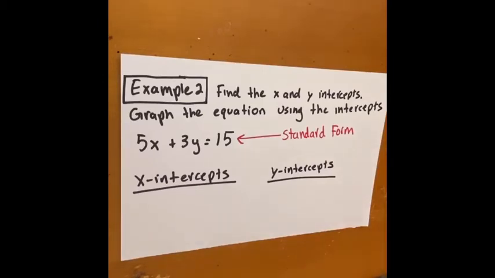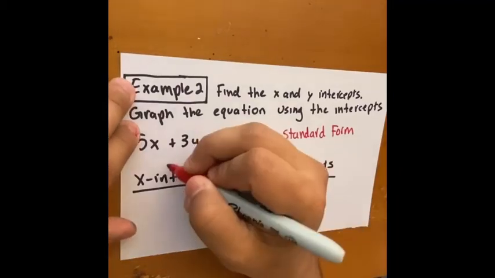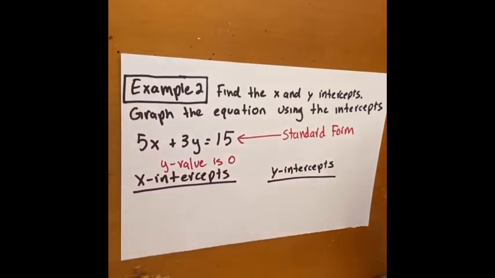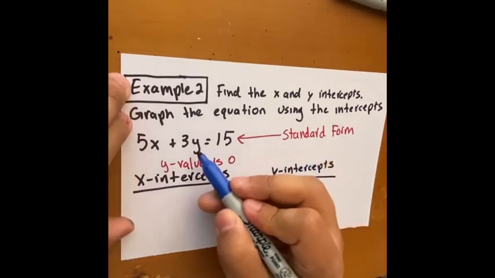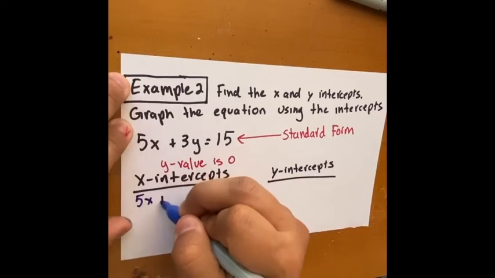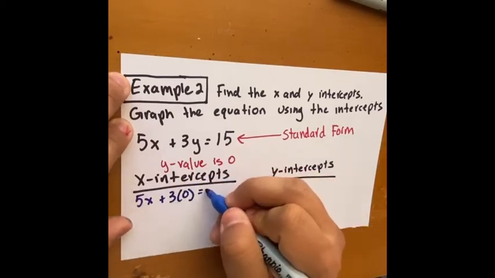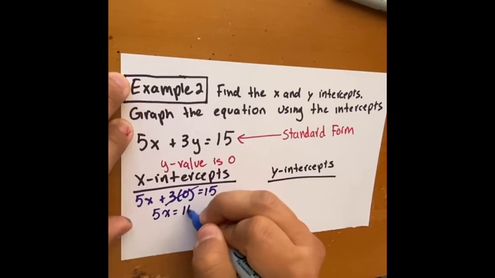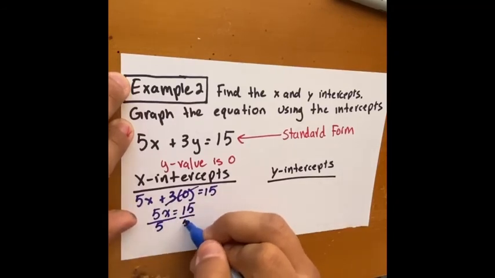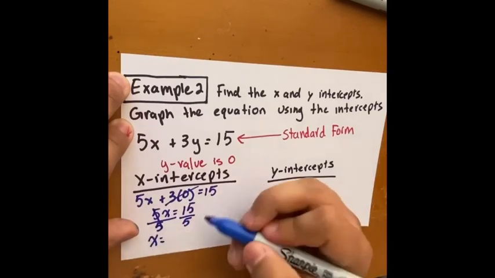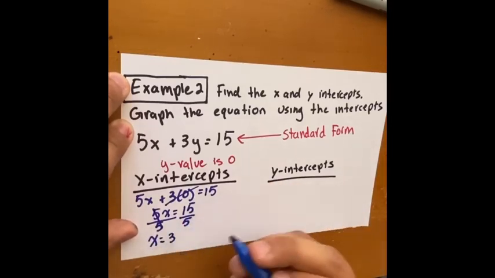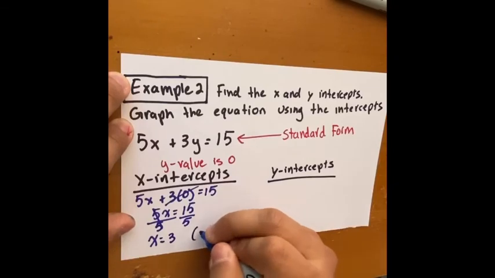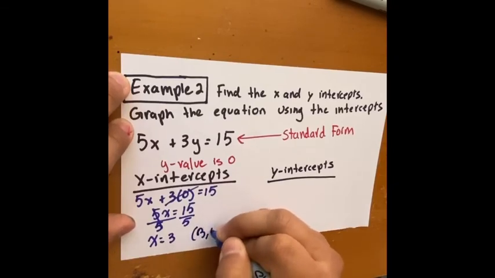Alright, let's first find the x-intercept. So the x-intercept, we know that the y value is 0. So we want to take the linear equation 5x plus 3y equals 15 and substitute that y for 0. So I have 5x plus 3 times 0 equals 15. 3 times 0 is 0, so it cancels out. So we have 5x equals 15. Divide each side by 5. The 5 cancels, and we get that x equals 15 divided by 5 is 3. So since my y value is 0 and my x value is 3, that means my x-intercept is going to be 3, 0.